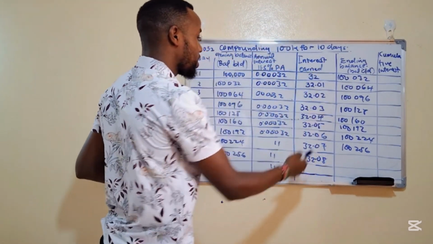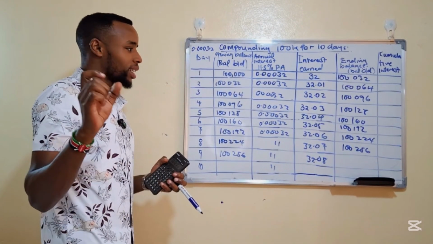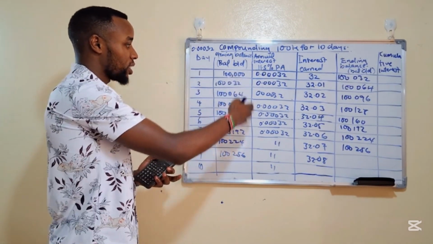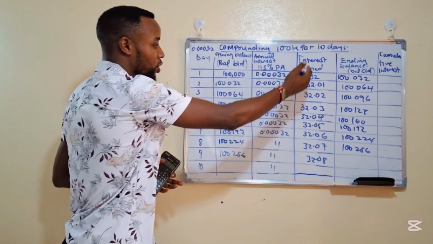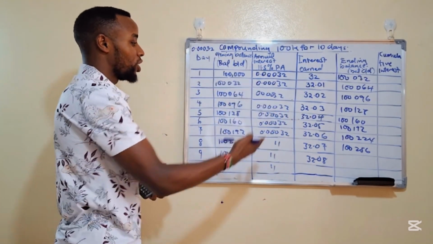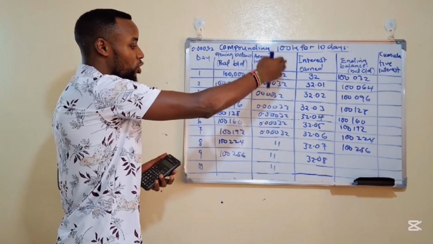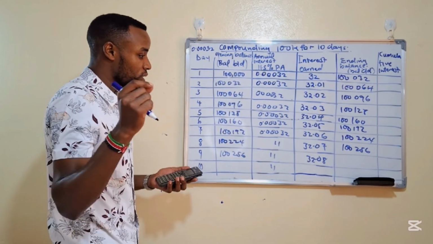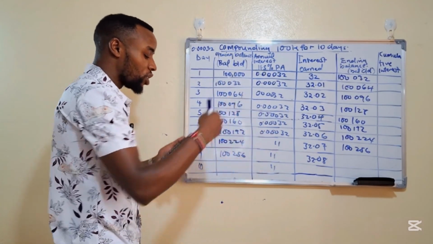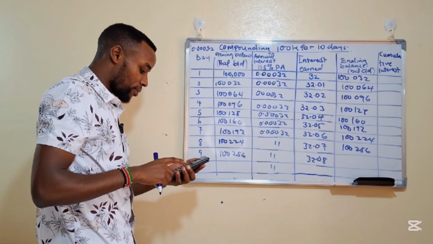The reason why these ones are changing by a very negligible amount is because the interest rate is not changing. If the interest rate could be going up and down, then we could see the interest changing. But if it's not changing, then it's going to remain the same. It's just going to change because of compounding, by a very negligible amount.